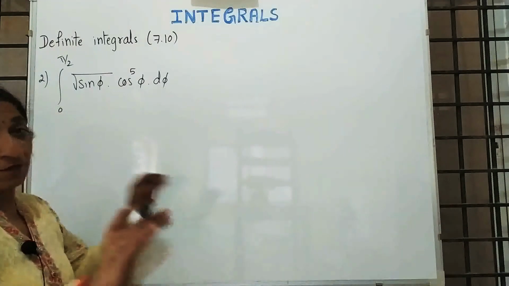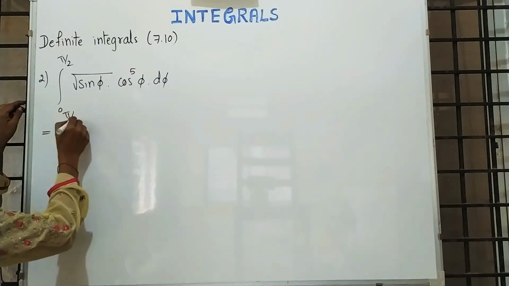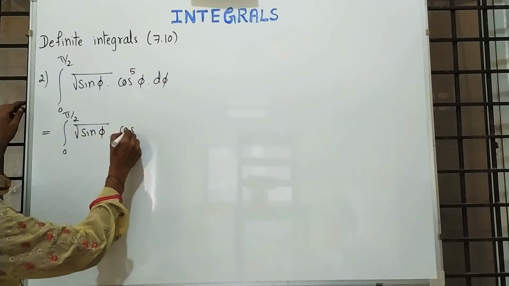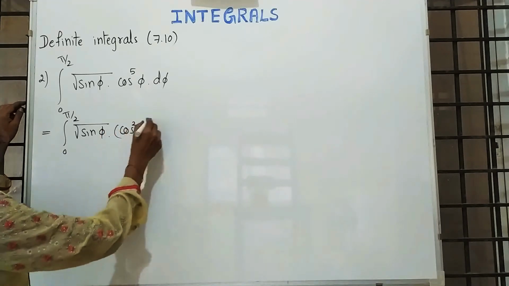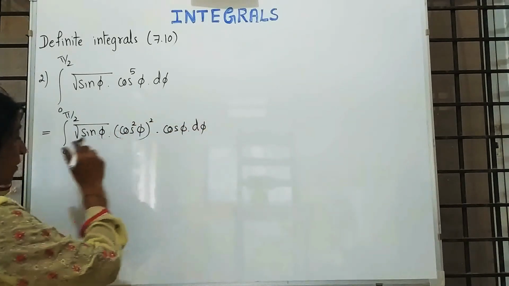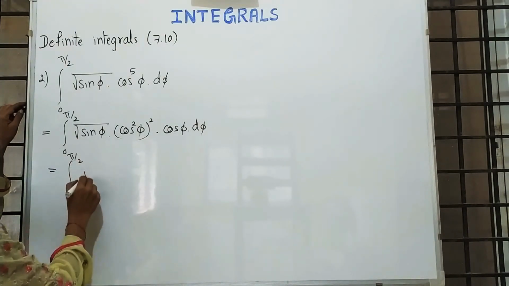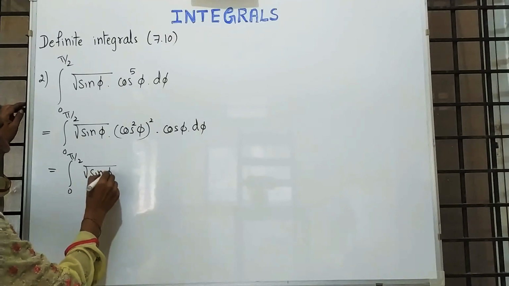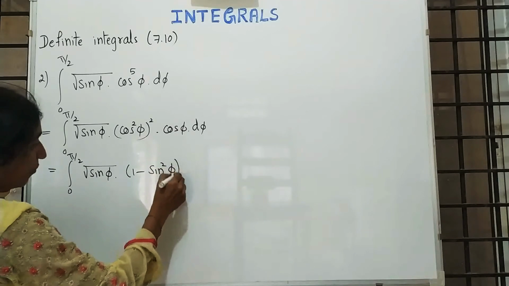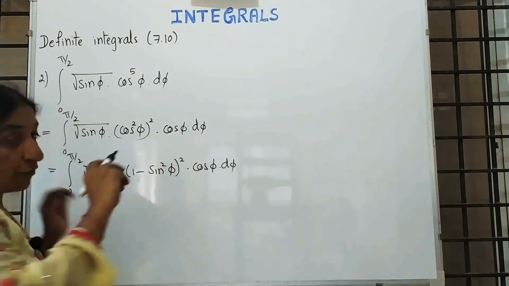See, if you are perfect in the basics, we can write it as 0 to pi by 2 root sin theta into cos square theta whole square into cos theta. Why? Because you can write cos square as 1 minus sin square. Here with the root we cannot write anything. That's why I kept it as it is. We converted the cos. Now it is 1 minus sin square theta whole square into cos theta. Now you know. Do you get any idea?